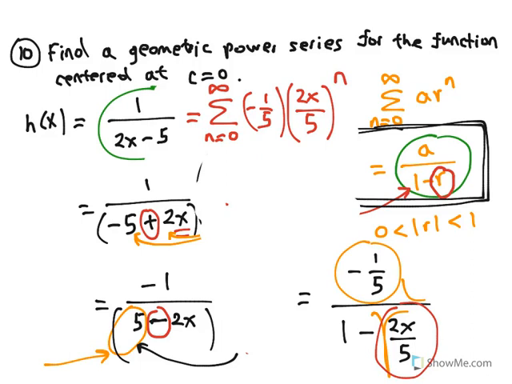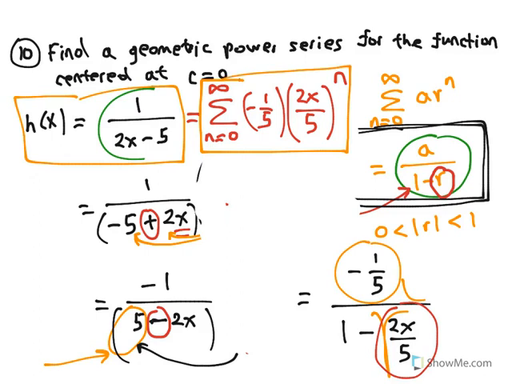So the next question is, what is the interval of convergence? In other words, for what values of x will our function h be represented exactly by this geometric power series? What are the x values for which this equality is a true statement? So to determine that, I'm going to find the interval of convergence for this geometric power series. And all I have to do is look at the absolute value of the common ratio and set that less than 1.